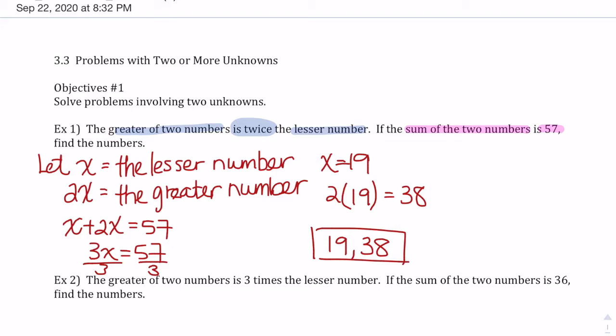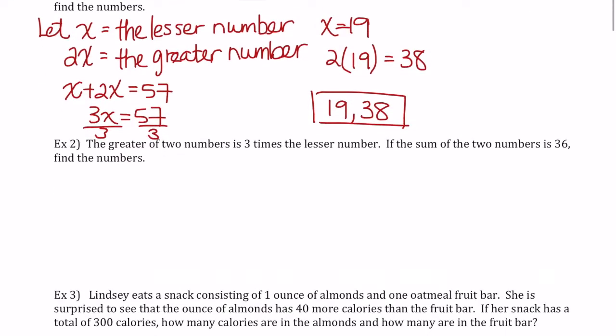Okay, so if you have any question on this one, please ask me tomorrow, but in the meantime please try number 2 so we can check your answer.